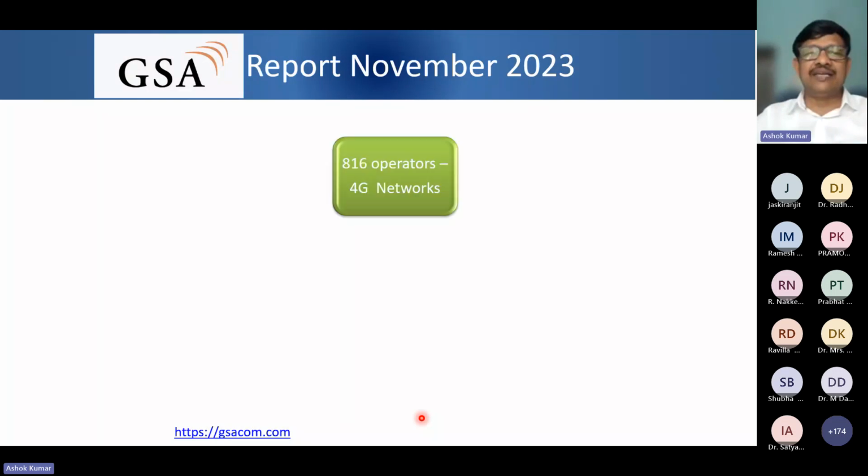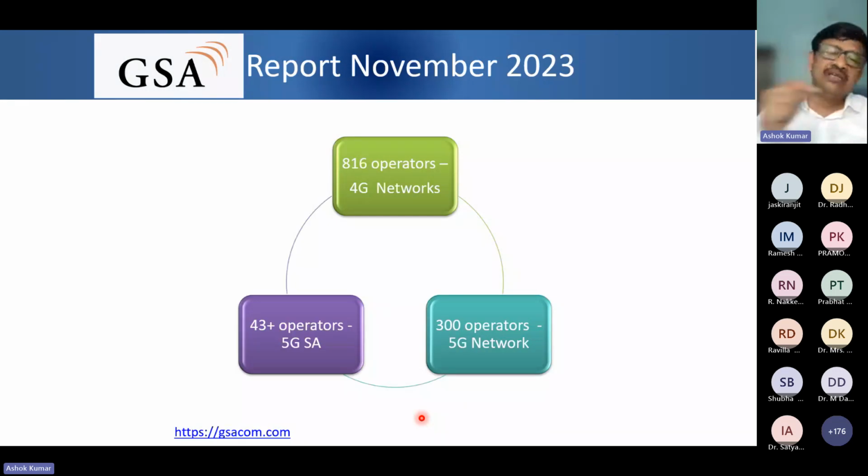Okay, so this I have taken from GSA. GSAcom.com is a website. This is an association of all the OEMs, manufacturers of 5G devices. So what this graph says is that overall across the globe we have about 816 operators, and mostly everyone has a 4G network. Out of them, 300 operators are running a 5G network. So less than half, right? So not all operators have actually started a 5G network, 300.